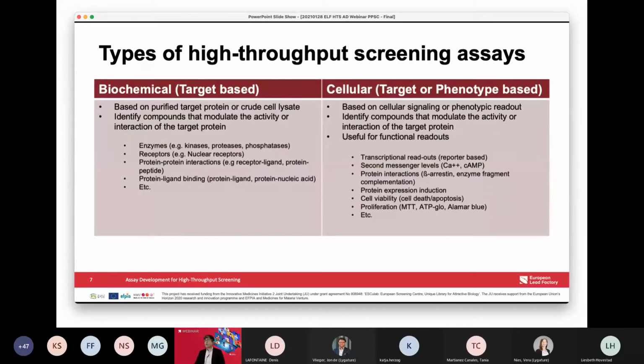Obviously, there are inherent pros and cons for both types. Biochemical assays are less physiological, but there is a lot of freedom to tailor different conditions in these assays, and cellular assays are more physiologically relevant and are better suited for certain target classes such as GPCRs or ion channels. Or you may actually need an active cellular machinery for that particular target and hit finding.